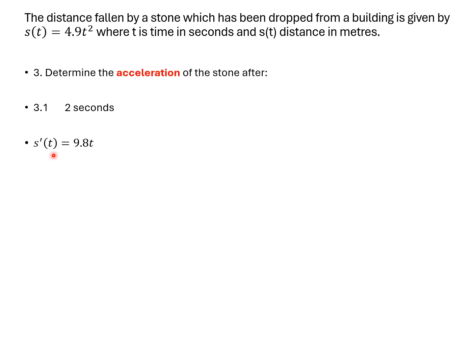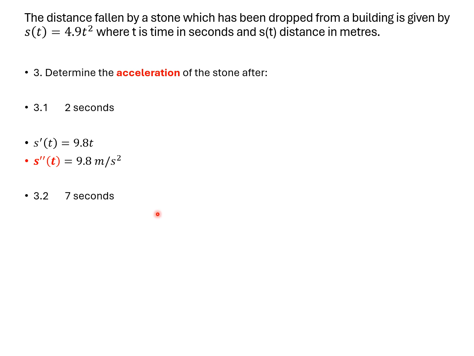So first derivative of the position, 2 times 4.9 gives me 9.8t. Second derivative, 1 times 9.8 would give me 9.8. That's for acceleration. So second derivative, 9.8 meters per second squared. And you see there is no place to substitute time in, so my acceleration is 9.8.